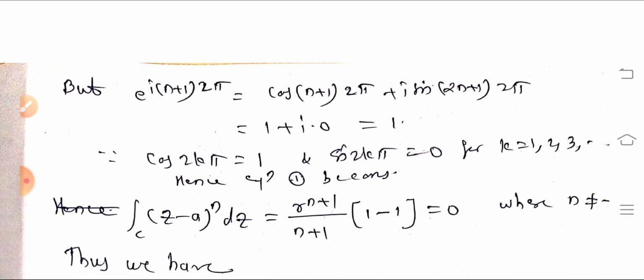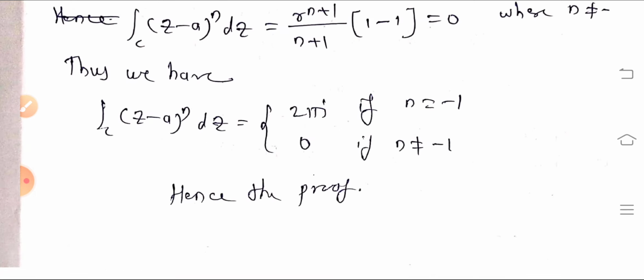So whenever n is not equal to minus 1, we get value 0, and whenever n equal to minus 1 means z minus a raised to minus 1 is nothing but 1 by z minus a, and that value should be 2 pi i. So integral of z minus a raised to n dz equal to 2 pi i if n equal to minus 1 and 0 if n not equal to minus 1.